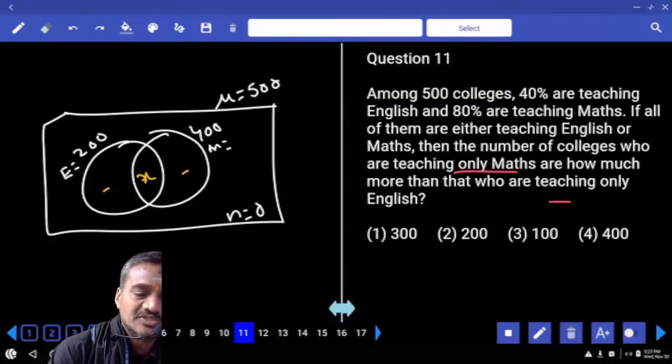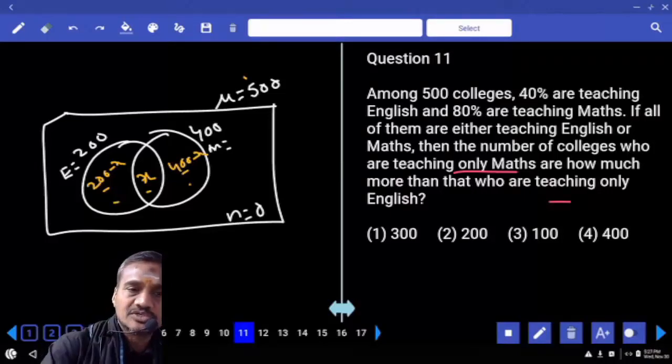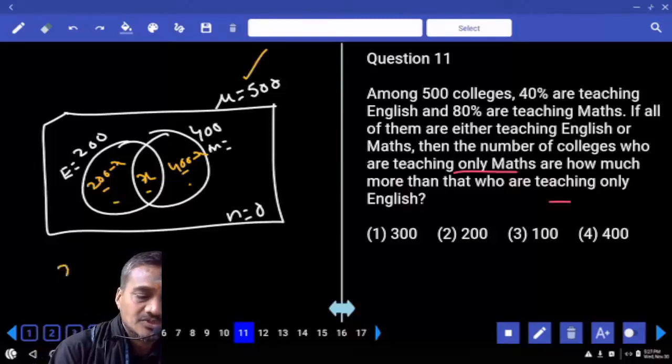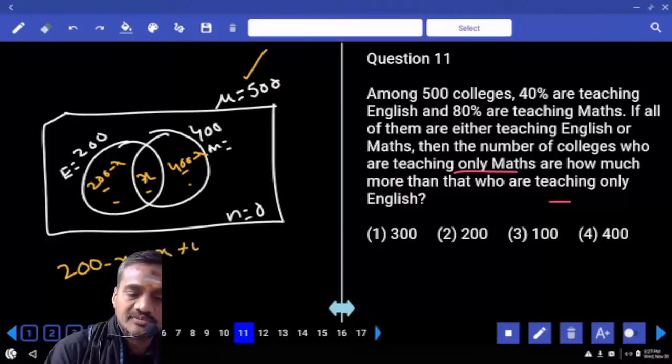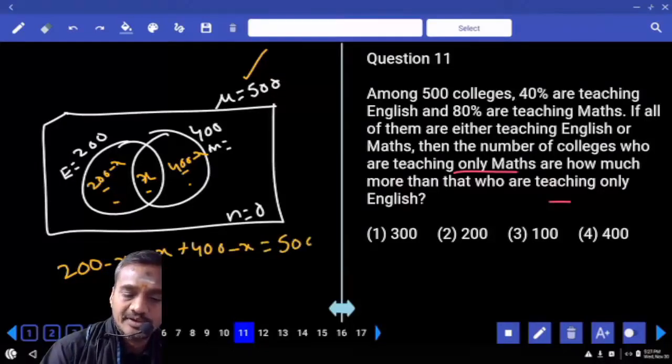Both allows this is x, this must be 200 minus x, and here this is 400 minus x. Now if you add all these three, it must be equal to the total, that is 500. Now 200 minus x plus x plus 400 minus x must be equal to how much? Total 500. And out of which x and x will get cancelled, and 600 minus x equals 500, and x equals how much?